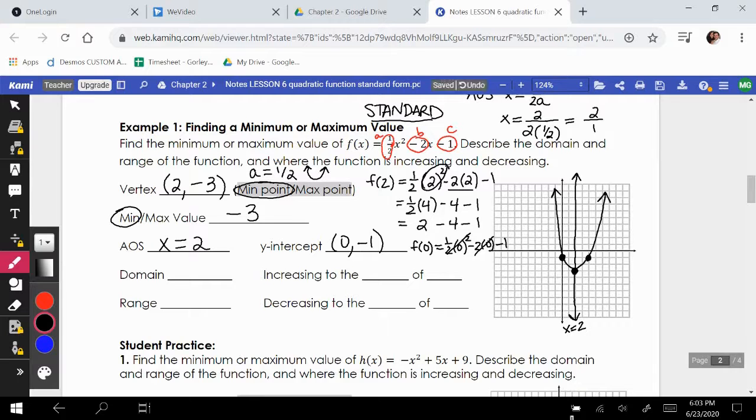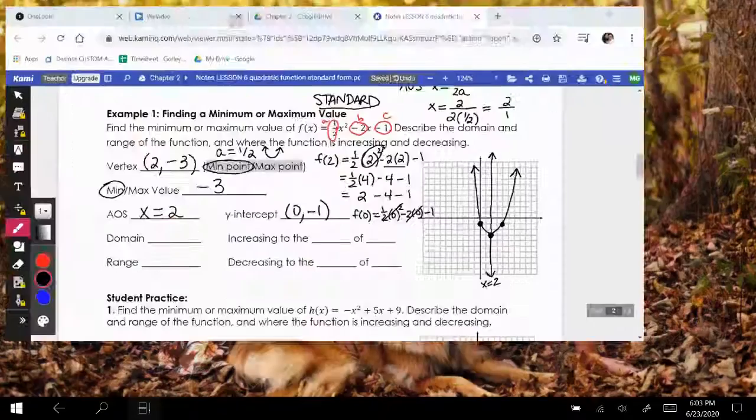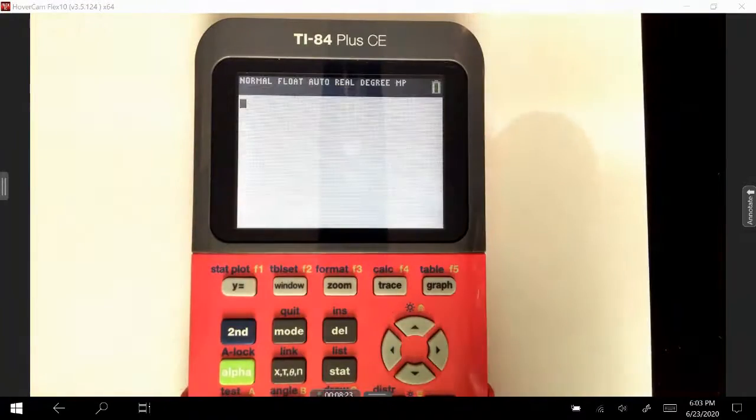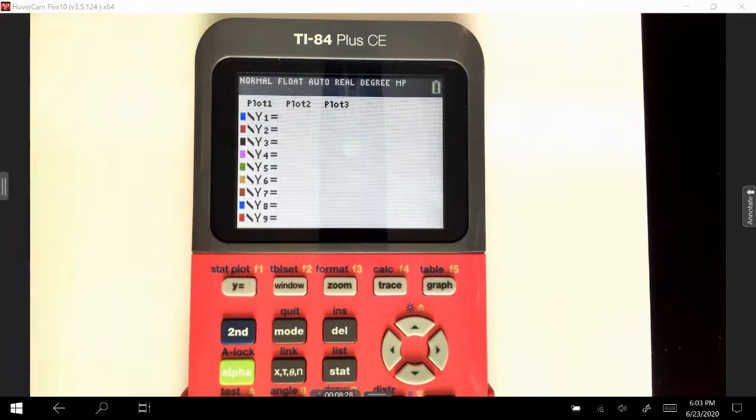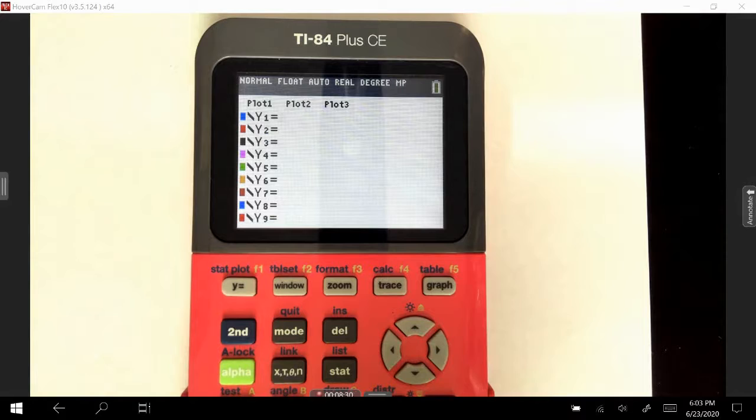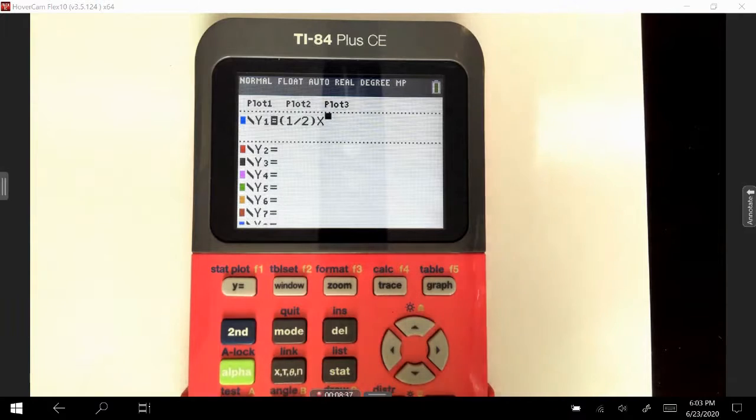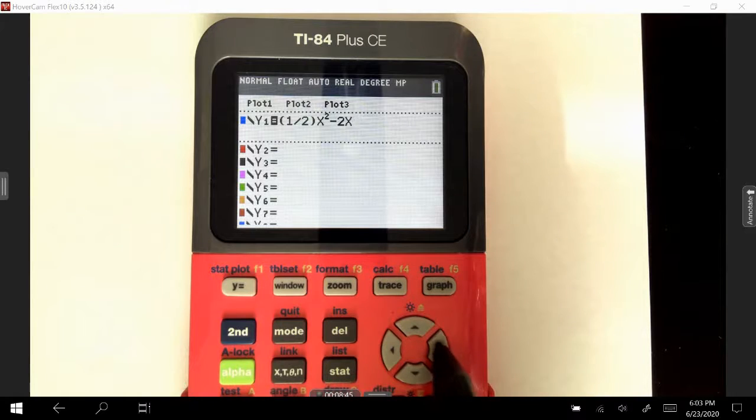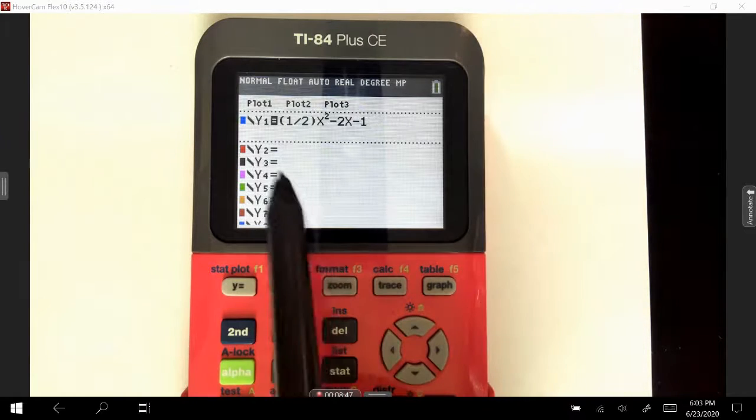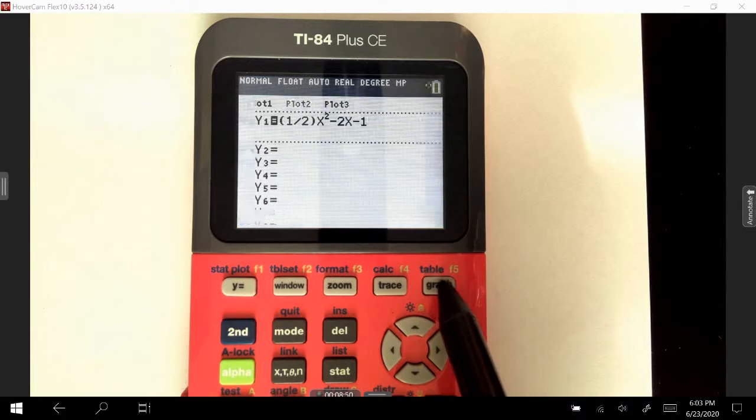Okay, if you ever want additional points, just feel free to use your graphing calculator. Let me show you what I mean by that really quick. I'm just turning it on, and I'm going to go to the y equals button right here. And we want to enter in the function that we were working with. Okay, so I'm going to do parentheses, 1 divided by 2, close parentheses, x squared. Arrow over, we have minus 2x. And arrow over, minus 1. Okay, once you have your function typed in, you're going to press graph.